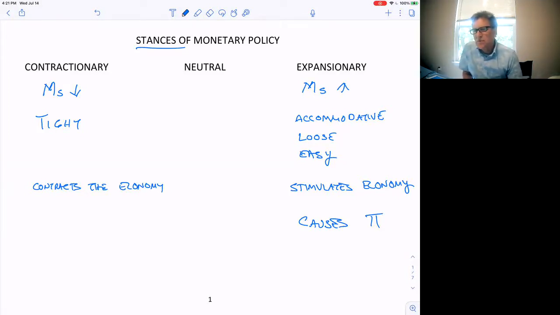And there's a number of different measures to try to figure out whether they're neutral, expansionary, or contractionary. It's not that simple, and it really hasn't been worked out yet completely. And it's beyond the scope of this class.